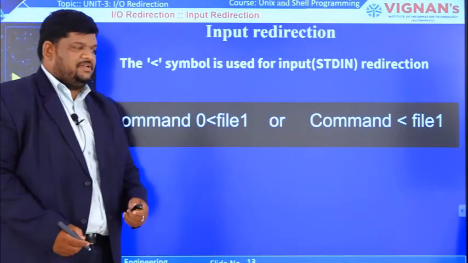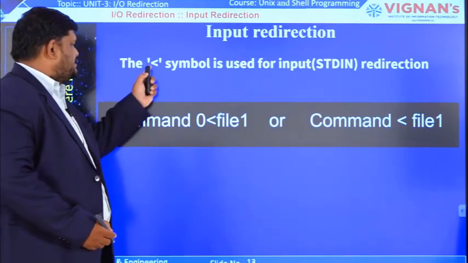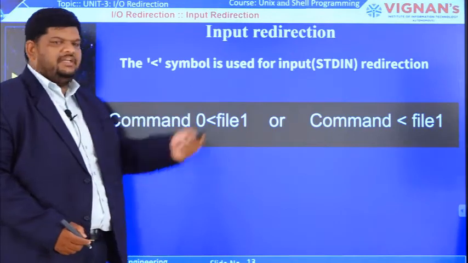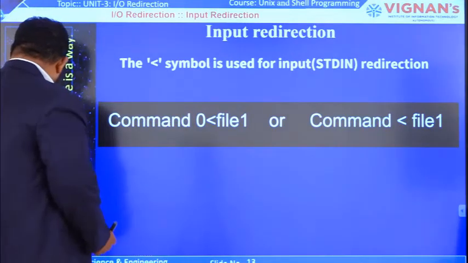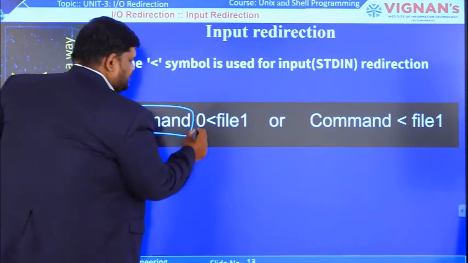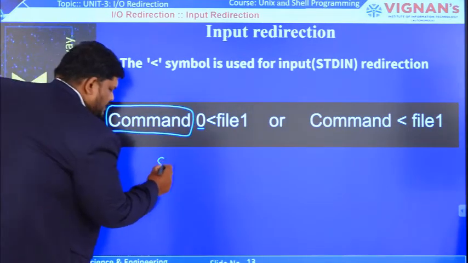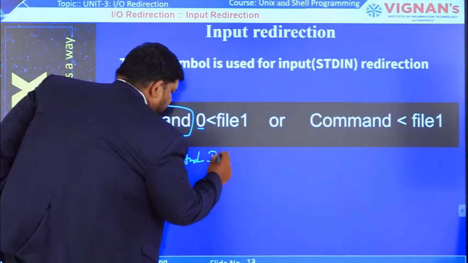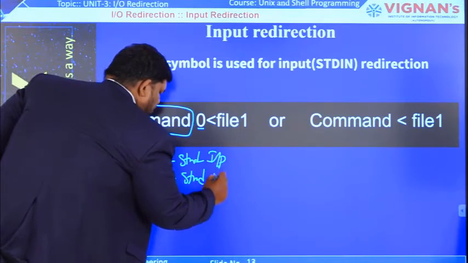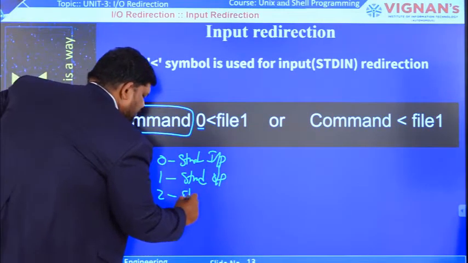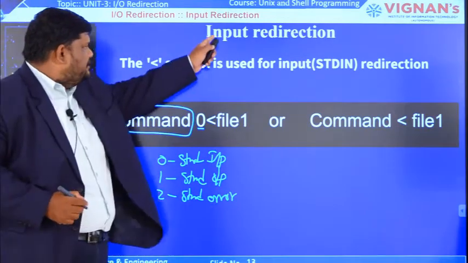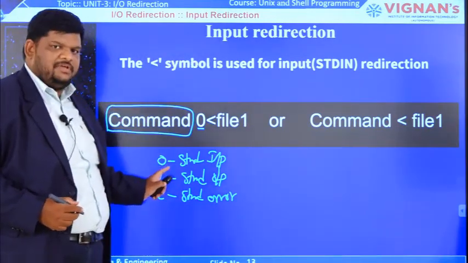Next one, input redirection. We know that the less than symbol indicates input redirection. So the less than symbol is used for input redirection. Coming to the syntax: command name, then file descriptor. We know that 0 indicates standard input, 1 indicates standard output, and 2 indicates standard error. So for input redirection, we use the file descriptor value 0.